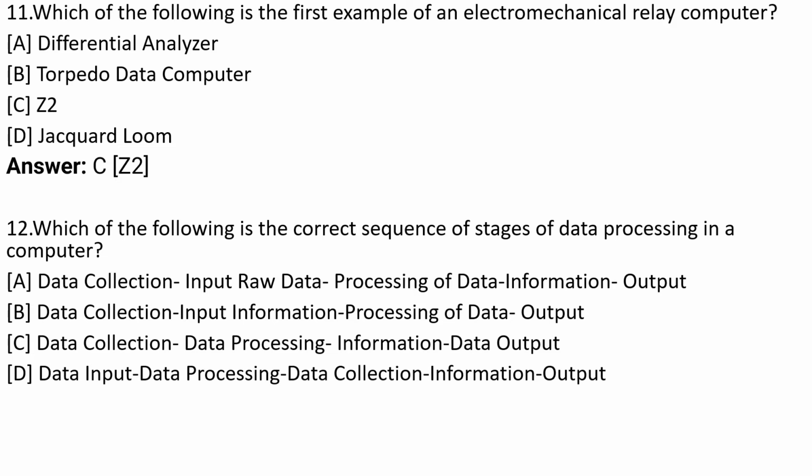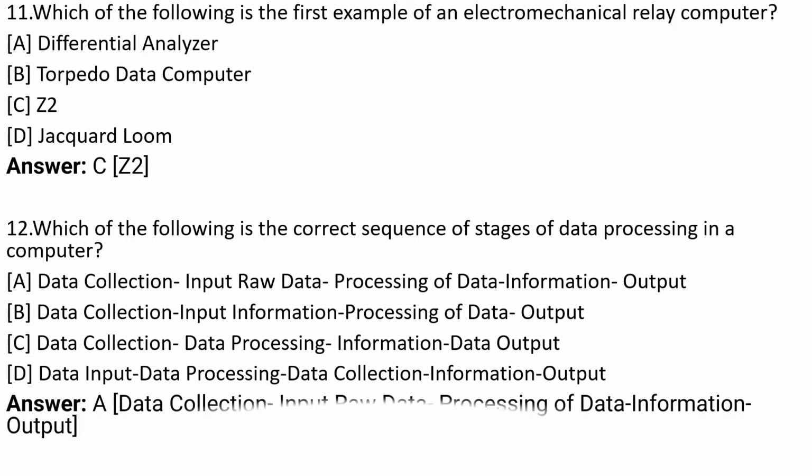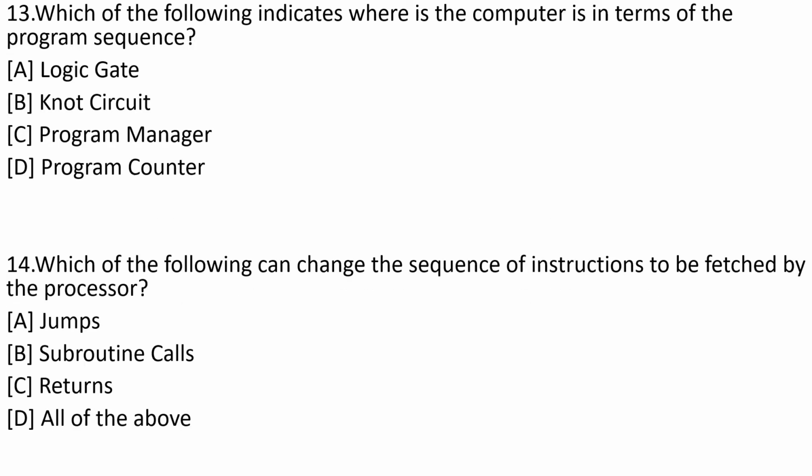Question number 12. Which of the following is the correct sequence of stages of data processing in a computer? And the answer is option A, data collection, input raw data, processing of data, information and output.